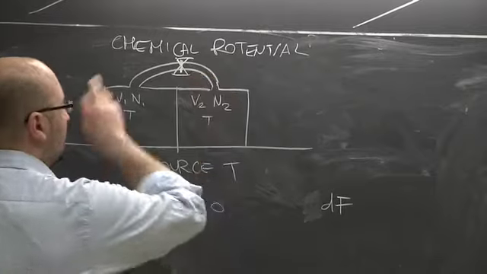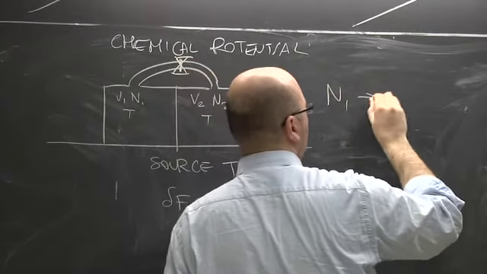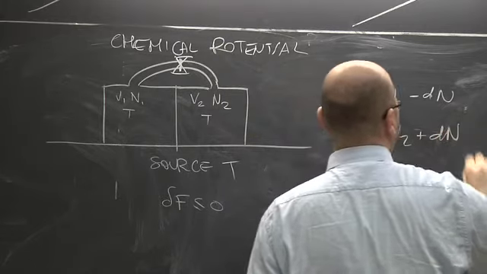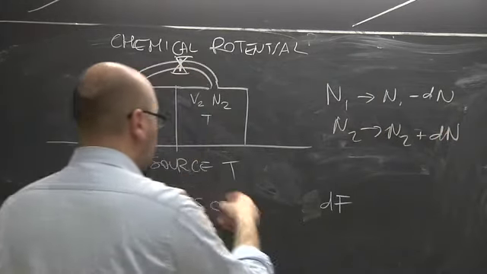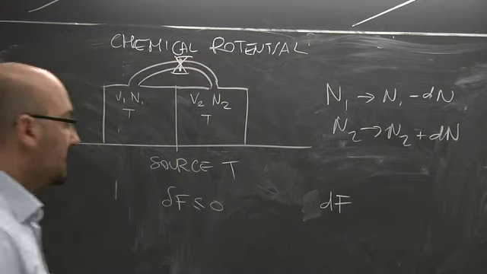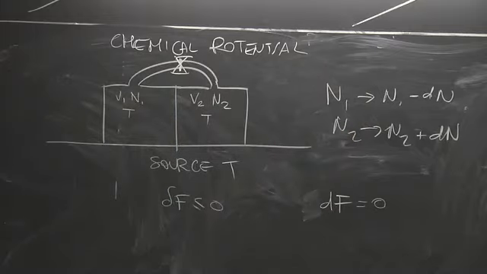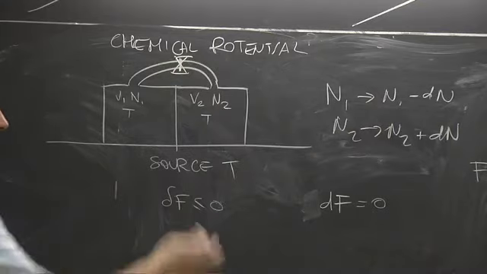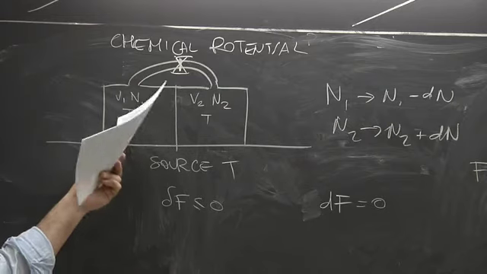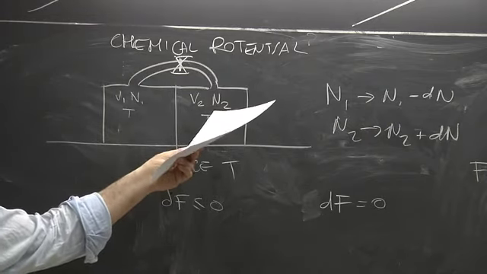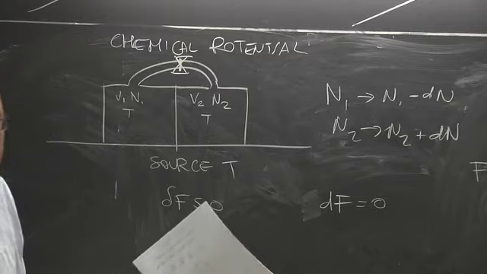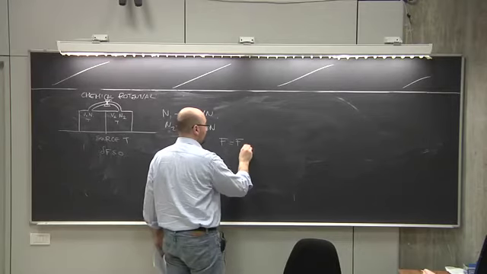Okay, so you keep exchanging particles. So N1 goes to N1 minus delta N, and N2 goes to N2 plus delta N, such that the free energy decreases until the free energy does not change anymore. And this is the equilibrium condition. Okay? So the two systems are not interacting. So if the free energy of system 1 is F1 and that of system 2 is F2, the free energy of the total system is the sum, F1 plus F2.